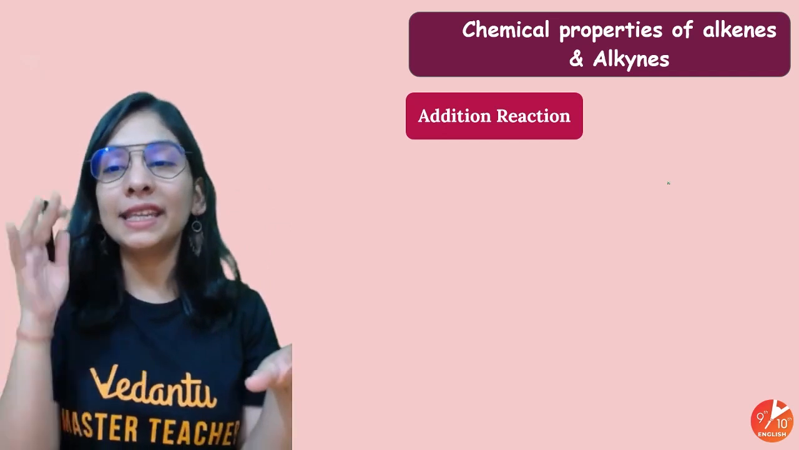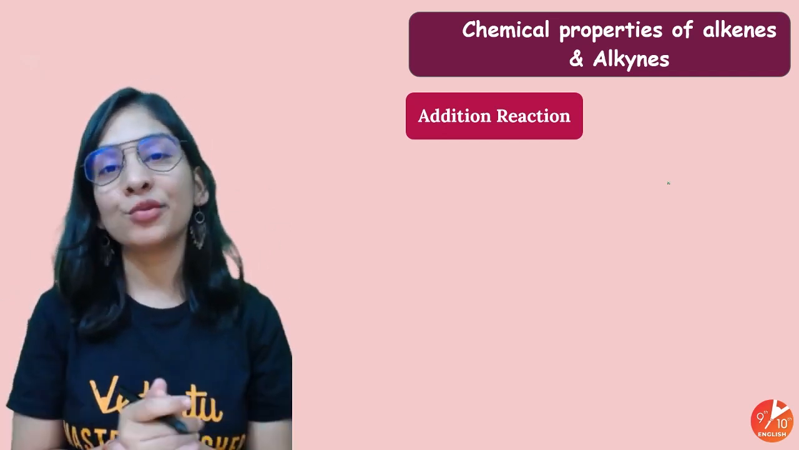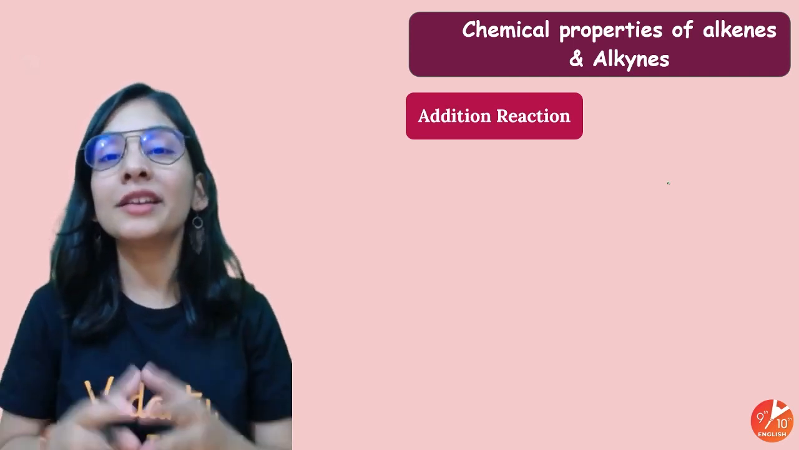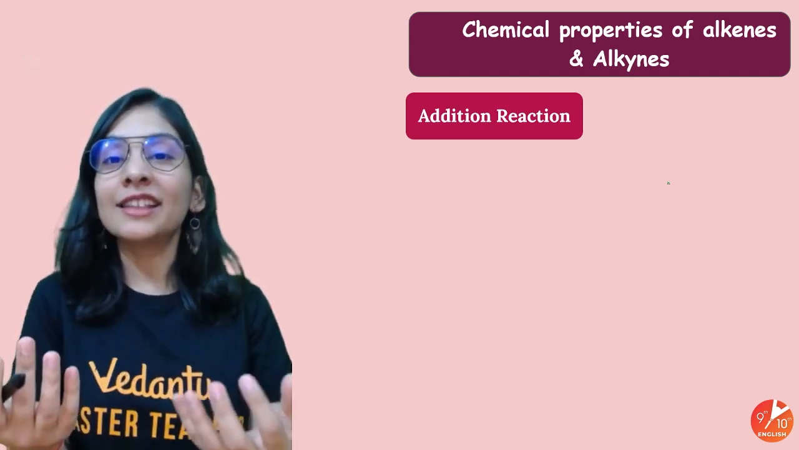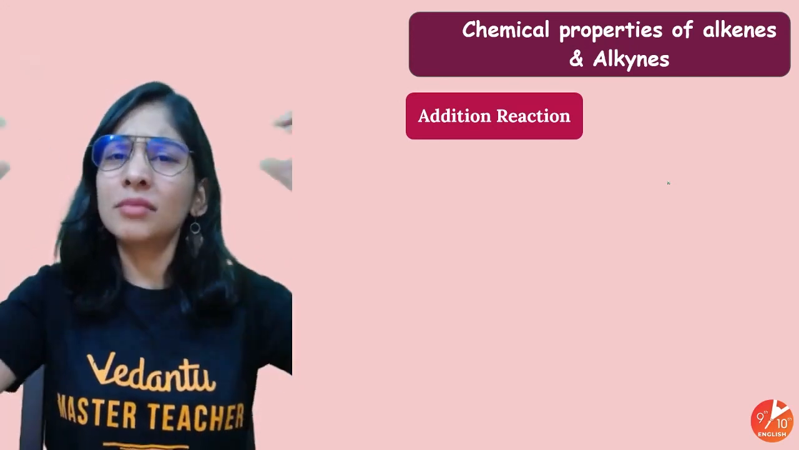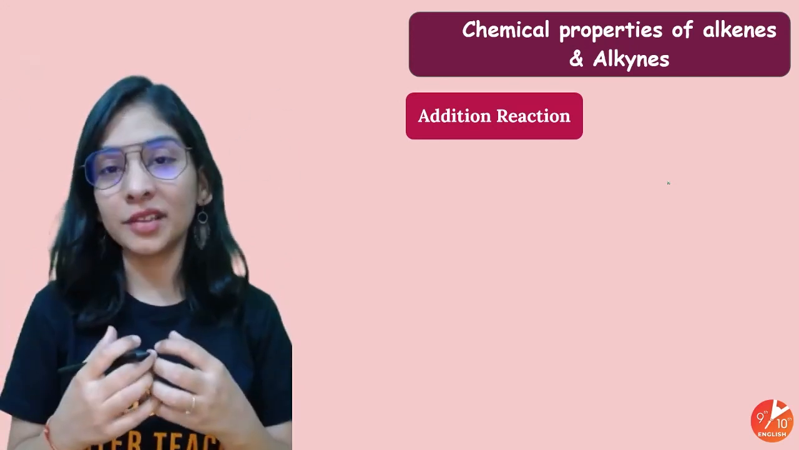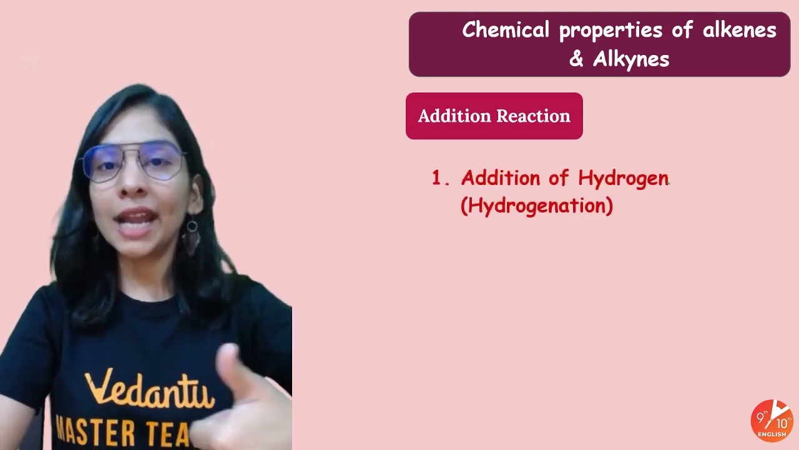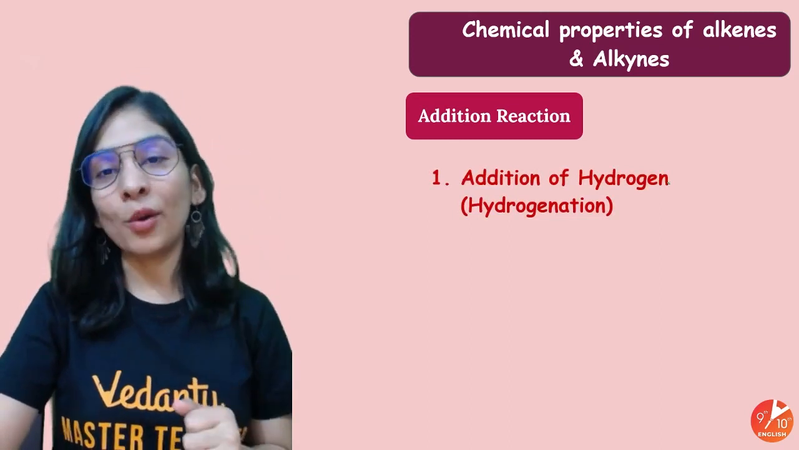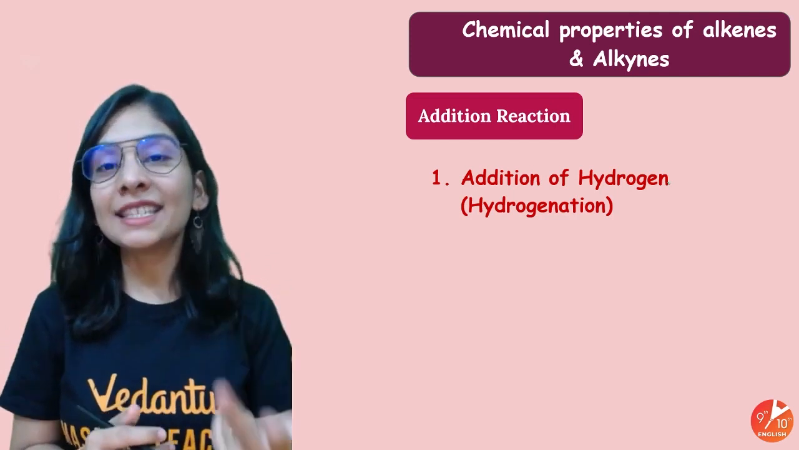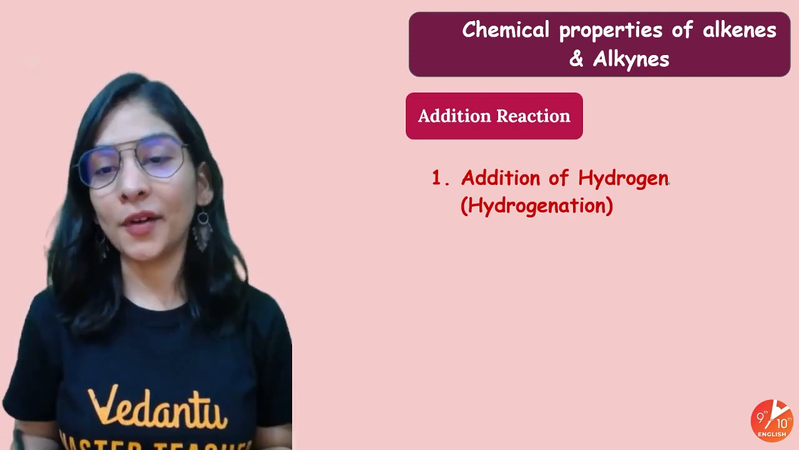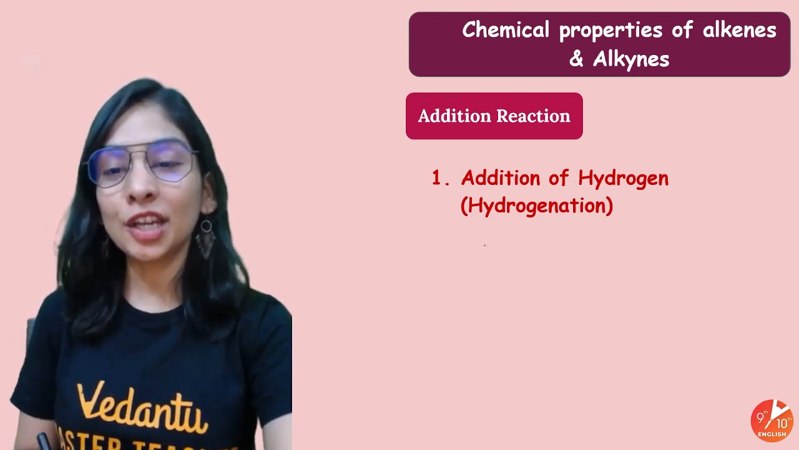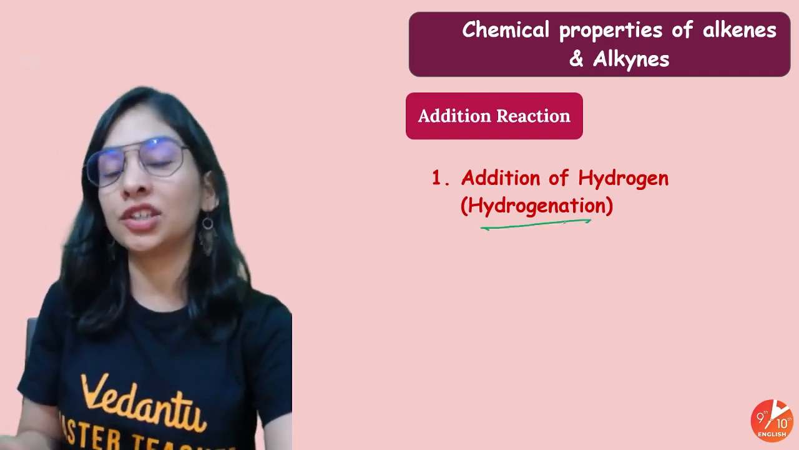That is, how my alkene and alkyne, my unsaturated hydrocarbons, will react with other substances, what kind of chemical reaction they'll show. As they are unsaturated, something can be added to them, so they will show addition reactions. That's pretty important. Addition of hydrogen, addition of halogens, addition of acids. We'll talk about that one by one. Let's talk first of all about addition of hydrogen, which is called hydrogenation.